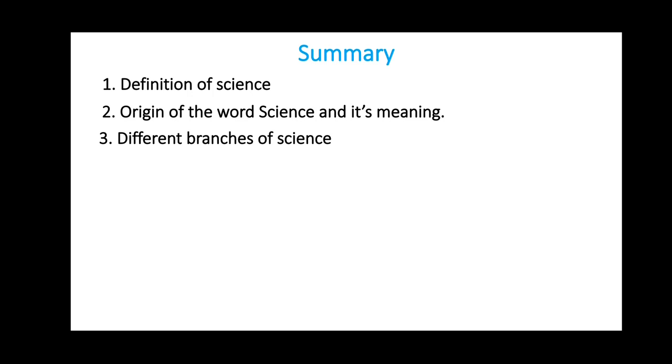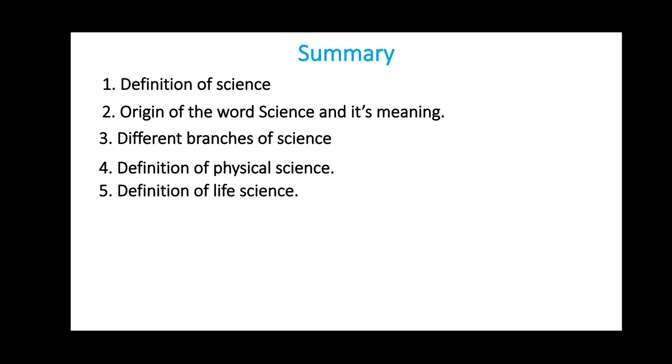The fourth point that we have learned is definition of physical science. Try to say the answer. Yes, physical science is the branch of science that deals with the study of non-living things. The fifth point is definition of life science. Life science is the branch of science that deals with the study of living things. And we have learned that the other name of life science is biology.